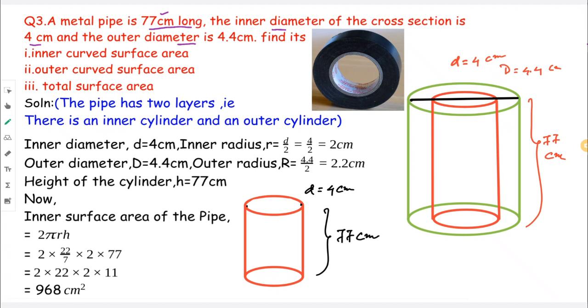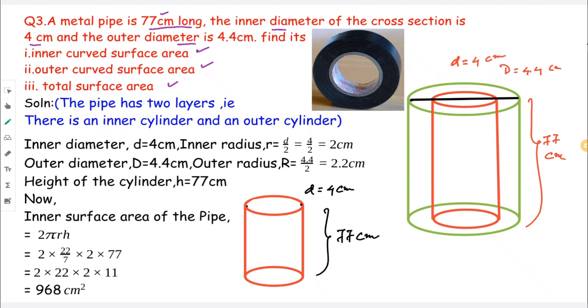It means that the diameter from here, this is the inner diameter, and from here till here will give me the outer diameter. So in short, understand that this pipe has two layers. All right. There's an inner, which is the red, and the outer is the green. All right. So now what do we also find? We also find the inner curved surface area, the outer, and a total surface area.